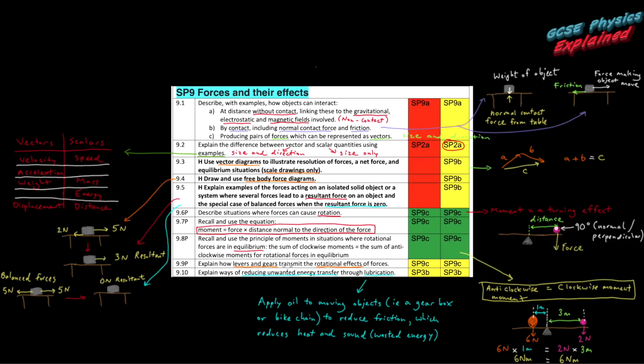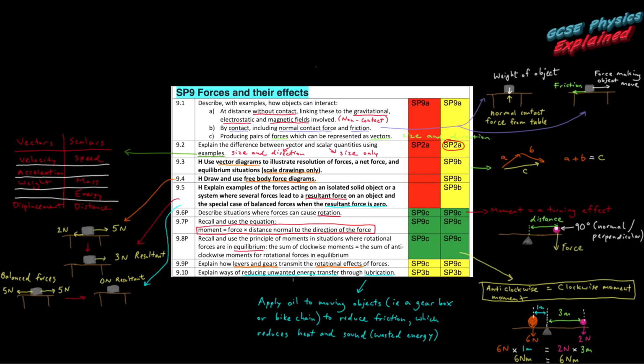Explain how levers and gears transmit the rotational effects of forces. Well, you don't need to explain it, it's only worth 1 mark. You just need to know that levers and gears would transmit rotational effects. So in other words, you can make things turn by using a lever or by using a gear. So this here is acting as a lever. You push it down on one side and it goes up on the other side.